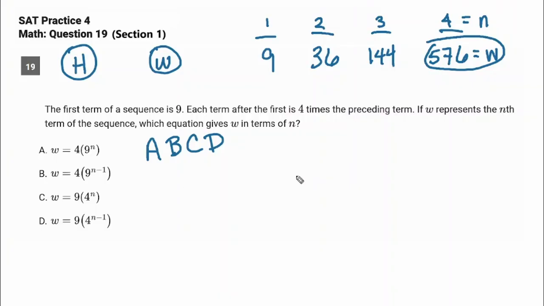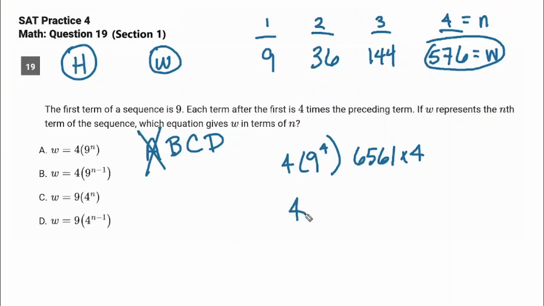A: W equals 4 times 9 to the n, that's 9 to the 4. Okay, so you're going to plug that into your calculator. 9 to the 4 is 6561 times 4. Do you need to do that? No way, because it's definitely going to be way bigger than 576.